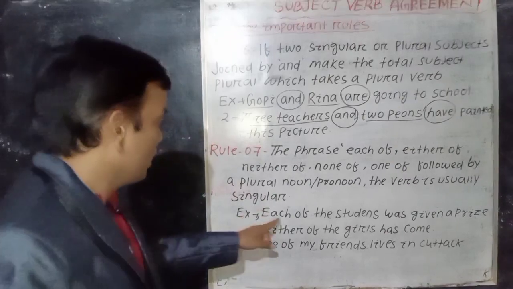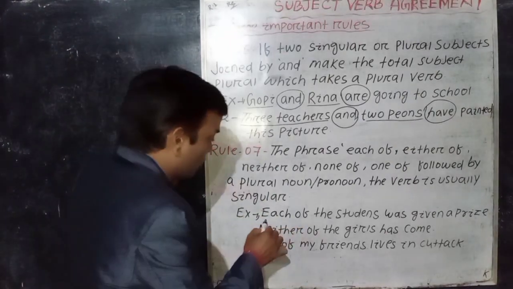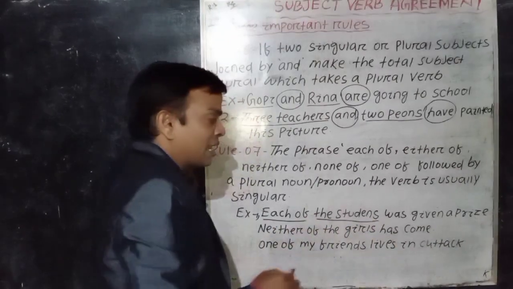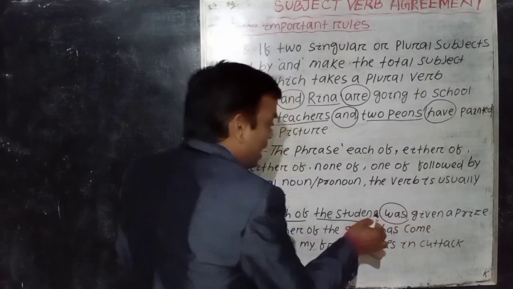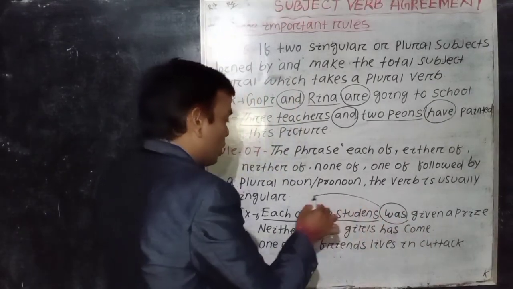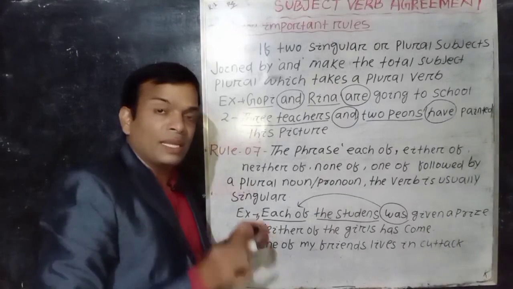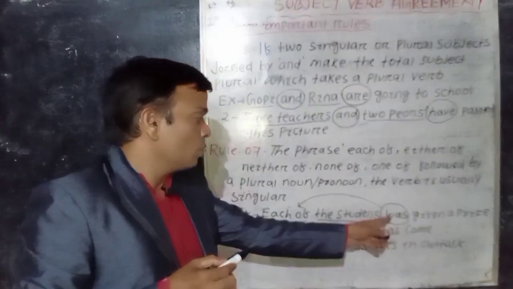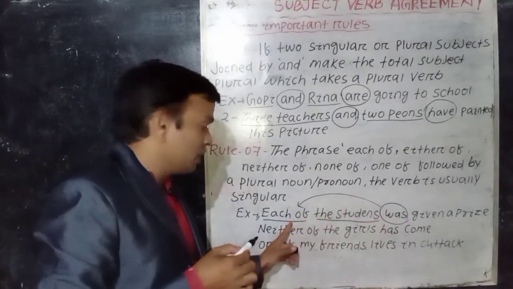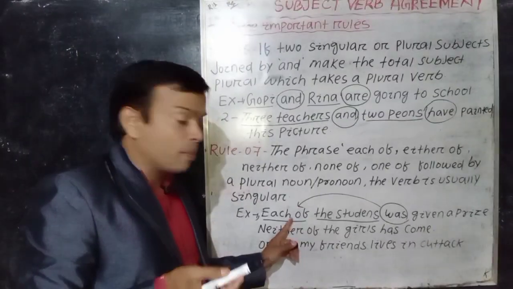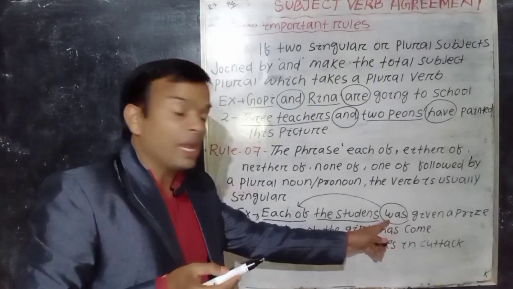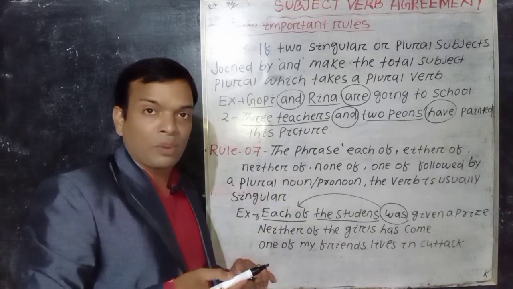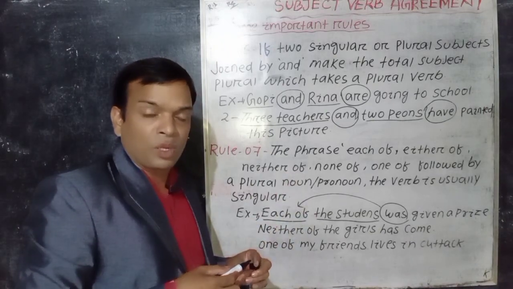So see, each of the students was given. See, the phrase is each of. Then the students is the plural noun, but the verb is singular. Why? Because it depends on the particular phrase each of. Each of refers to a singular number, so we use the singular verb was. Each of takes the plural noun, but we use the singular verb. Why? Because the meaning of each of always represents a singular subject.